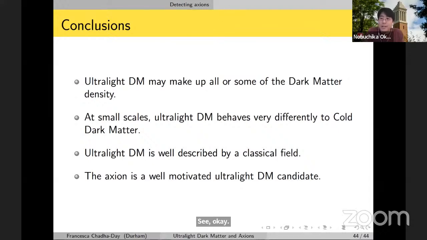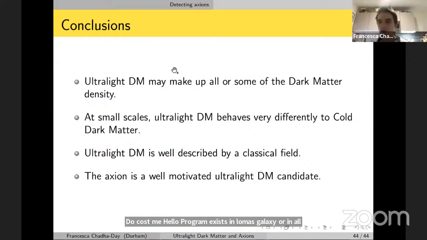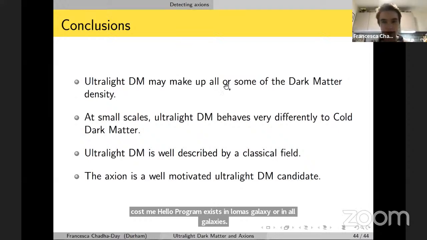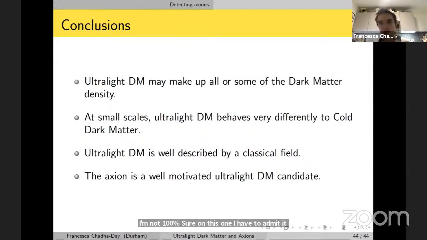From Durga: does the cusp-core halo problem exist in low mass galaxies or in all galaxies? I'm not 100% sure on this one. I have to admit, it's not my area as much, but I think it's in all galaxies. But the extent to which it's a problem depends on which simulations you believe, so it's hard to give an exact answer.